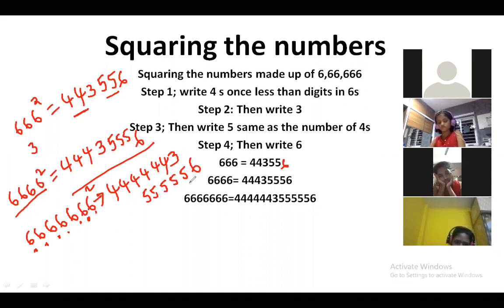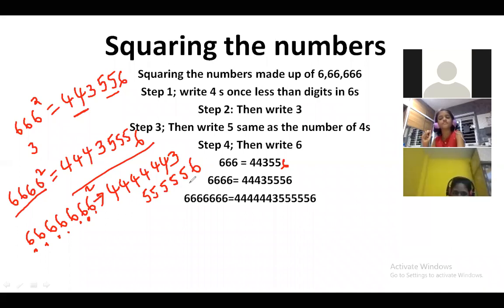So this is the way of finding the squares. This is applicable for numbers which are made up of 6 only. If there is another digit instead of 6, this formula is not applicable. Okay.